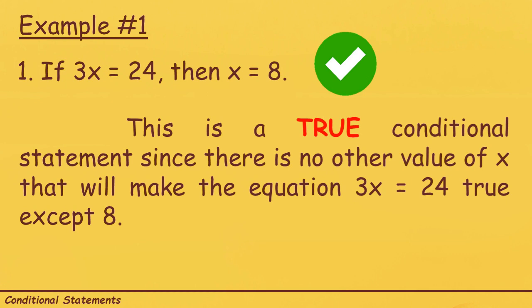This is a true conditional statement since there is no other value of x that will make the equation 3x is equal to 24 true except 8. Ayan. Dahil kapag nagkaroon tayo halimbawa nilagay dito x is equal to 7. Kung naging 7 yung x natin, 3 times 7, 21 lang yun. 21 is not equal to 24. Dapat kasi mag-equal sila. Para mag-equal sila, ang value dapat ni x is 8. Ay 8 yung nakasulat sa ating example. So therefore, this is a true statement.